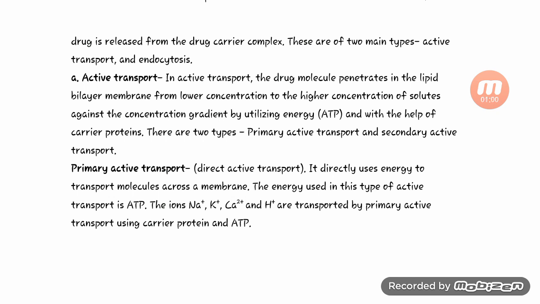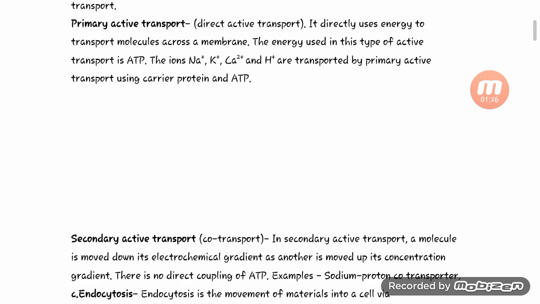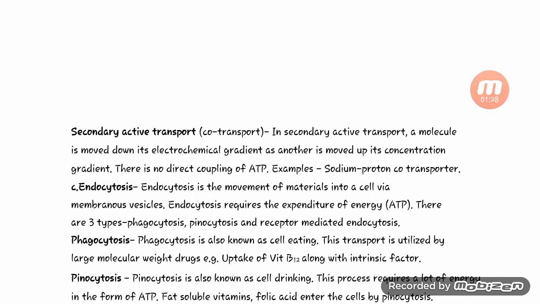So first, let's see what is primary active transport. It is also known as direct active transport. It directly uses energy to transport molecules across a membrane. The energy used in this type of active transport is ATP. The ions sodium, potassium, calcium and hydrogen are transported by primary active transport using carrier protein and ATP.